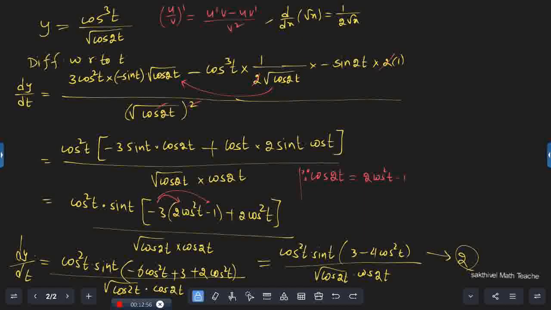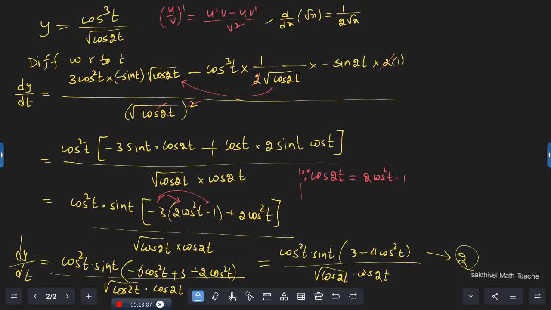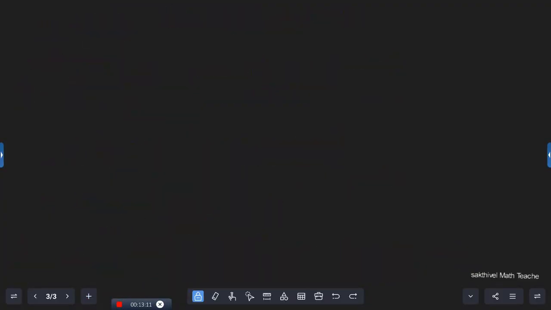If you want to write similarly also, you can write 3 minus 4 cos square; their opposite 4 sin square, 3 minus 4 sin square you will be getting. Just like that, opposite. Similarly also you can write in the exam. Now we have to divide dy divided by dx if you want: dy divided by dt, whole divided by dx divided by dt. Understand? Both you want to divide.